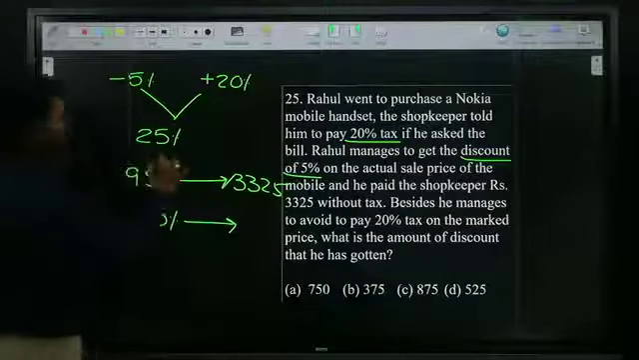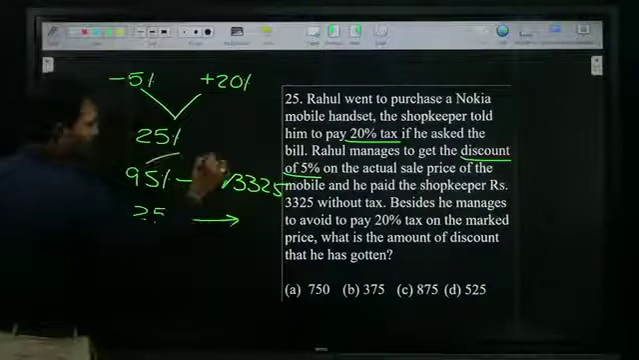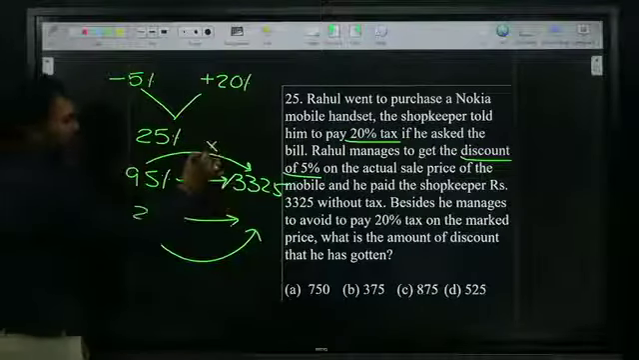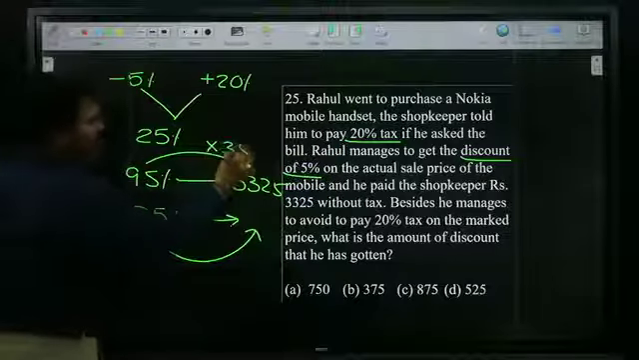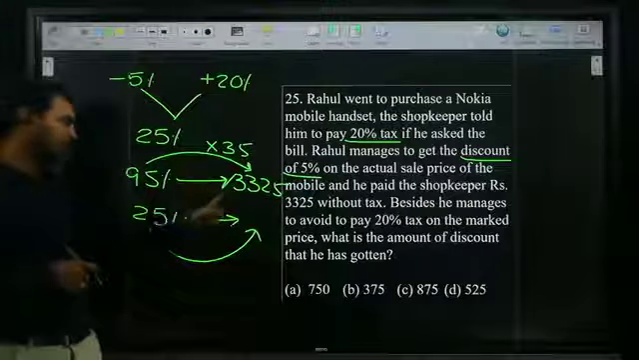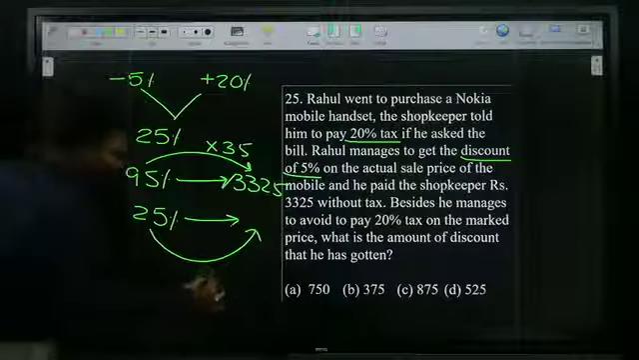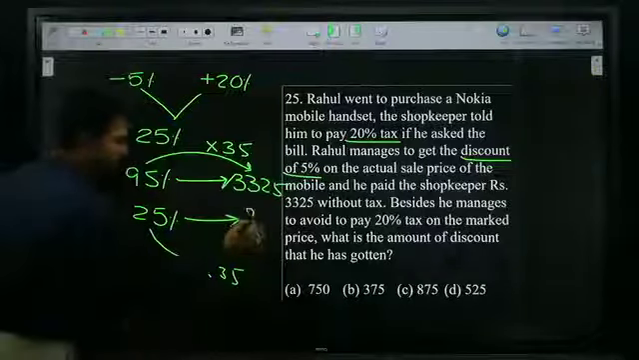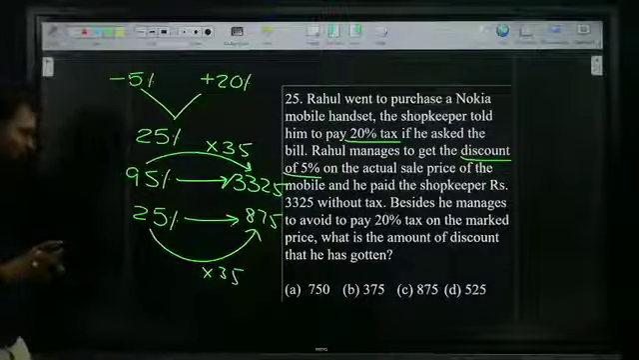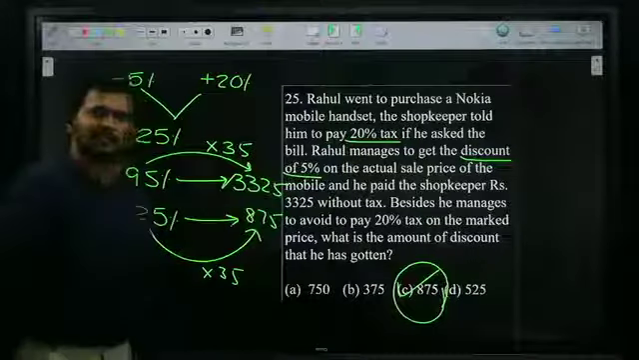Look at me. How many times does 95 go into 3325? 95 threes are 285, remainder 475. 95 fives are 475. Exactly 35 times. So 35 times 25: 35 into 25 is 625, 35 into 10 is 250, and 250 plus 625 is 875. So your answer is 875. Therefore, Rahul got 875 rupees discount.